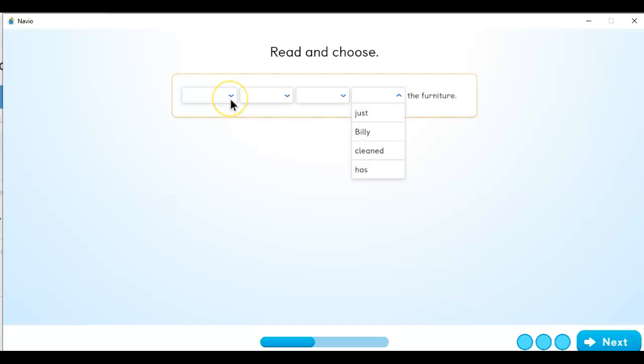Okay, first option. It has to be the subject. The only word here that is a subject is Billy. Okay, it is a personal name, but it could be he. Either he or Billy. Next is the auxiliary. As it is he, the right option is has. After has, we write just, and after just, the action, and the action is cleaned.